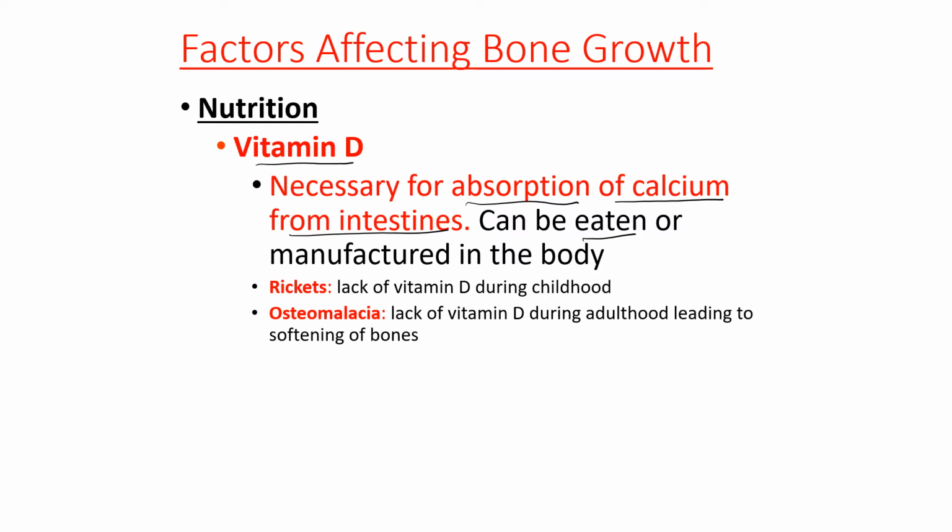Lack of vitamin D during childhood produces soft bones. The condition is called rickets. A lack of vitamin D during adulthood also produces soft bones. The condition is called osteomalacia. Osteomalacia further develops into osteoporosis.